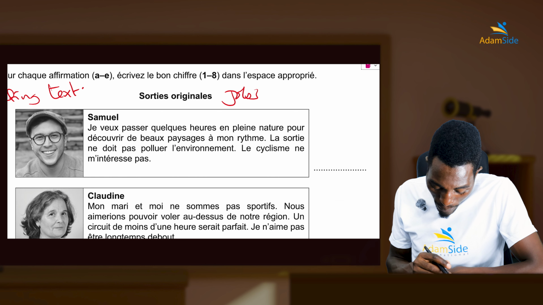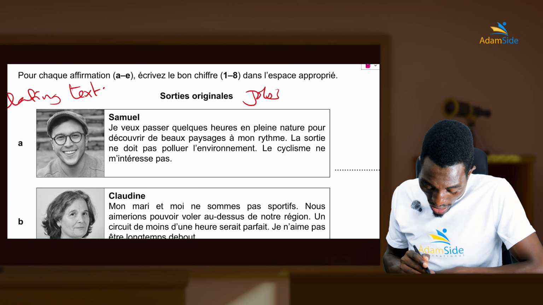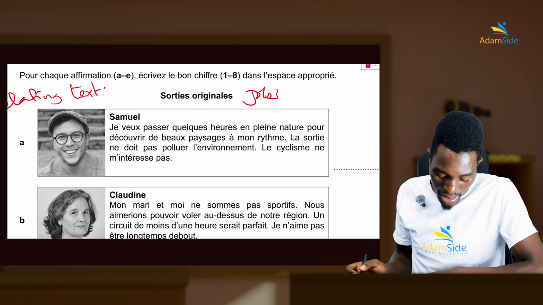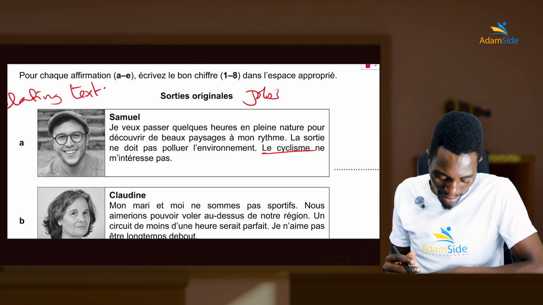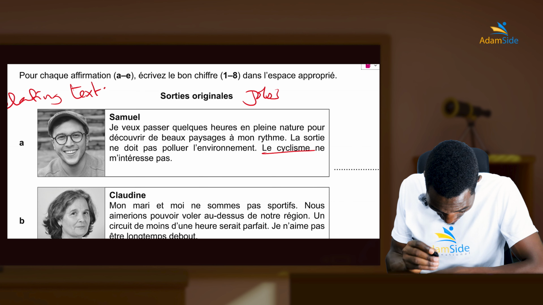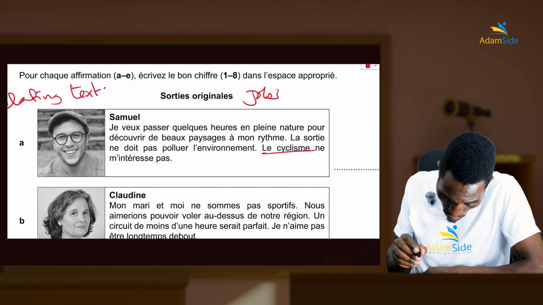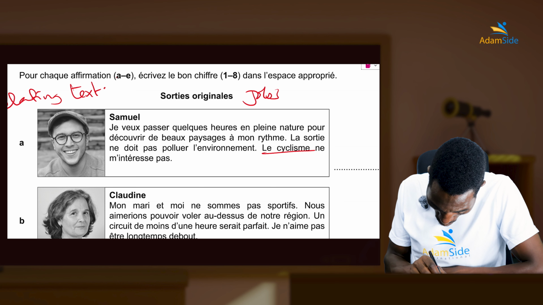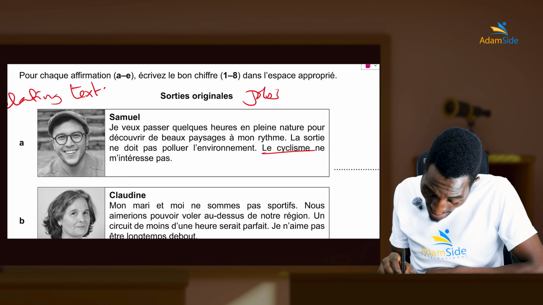La sortie ne doit pas polluer l'environnement. But my outing should not pollute the environment. Le cyclisme, I'm not interested in what? In cycling. Cyclisme is cycling. So we have to see that the information of Samuel relates with the information. So we have to know what Samuel needs. He wants to spend some hours in a natural area.